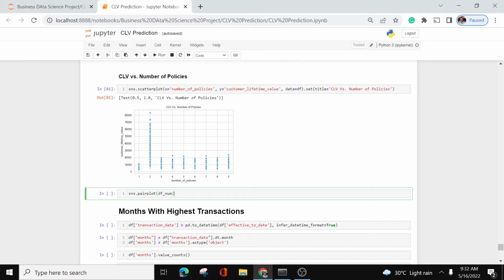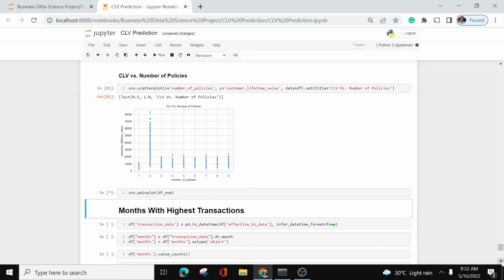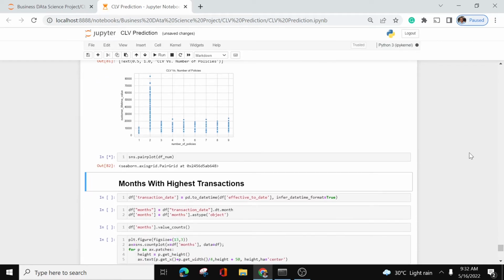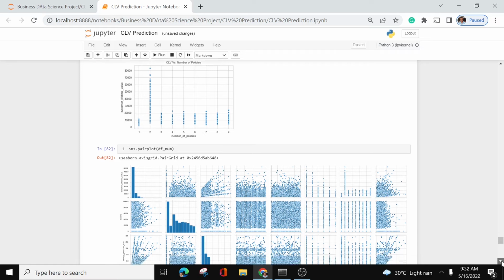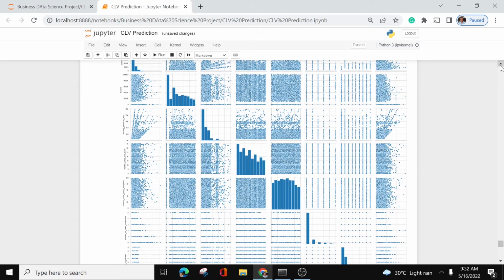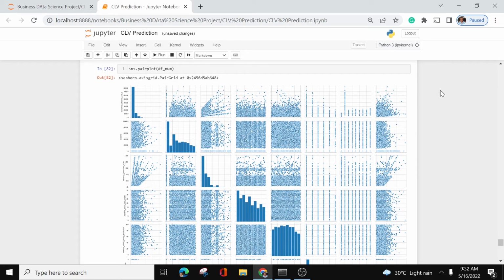If we would want to see all the linear relationships, then we may as well use the sns.pairplot function. Let's execute this so that we would be able to see all the pair plot linear relationships of all the features in our data set. It may take a while. Let's just wait. Okay, so we have the results now, and as you could see, there are linear relationships.